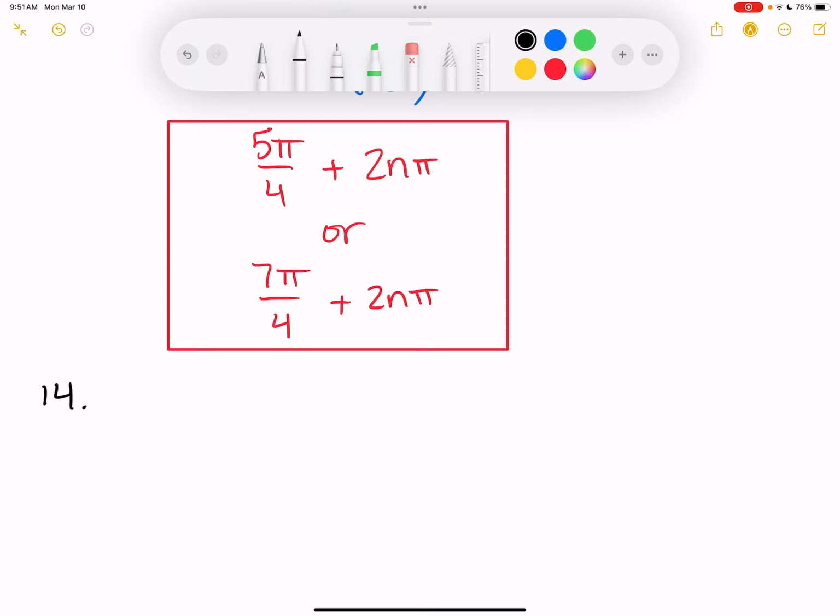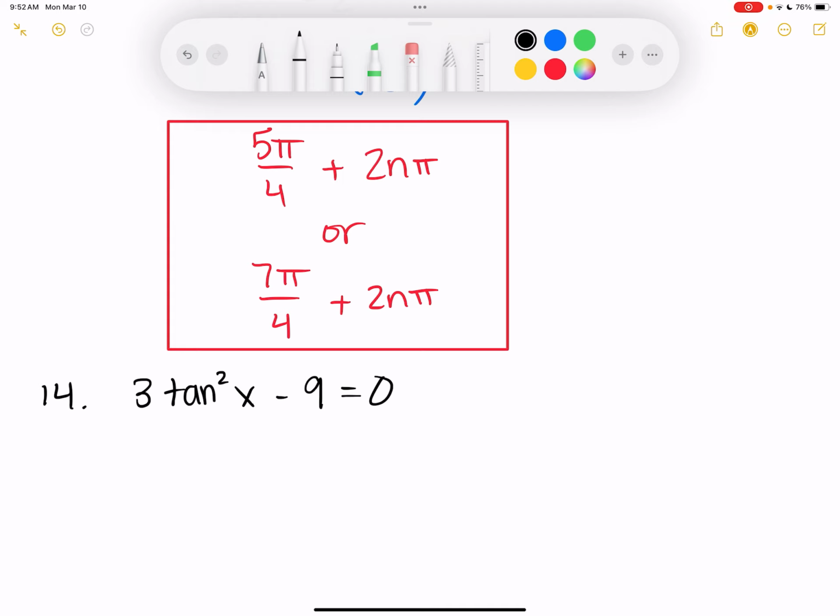All right, number 14. This one is a tangent one, so that's good. 3 times the tangent squared of x minus 9 equals 0. So I want to get that tangent of x basically by itself. So what would I do? Move the 9 over. You could make the whole thing squared, but I'm not going to with this one because I'm not plugging the number in. But yes, you could.